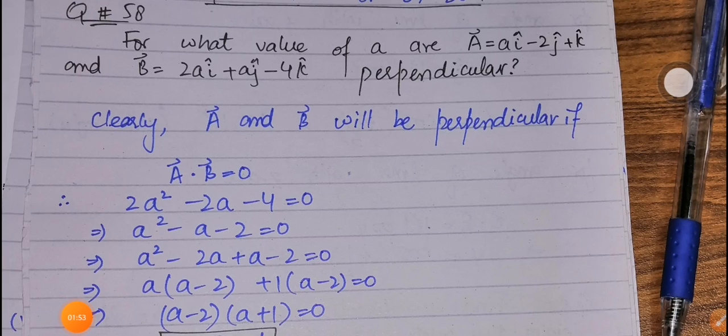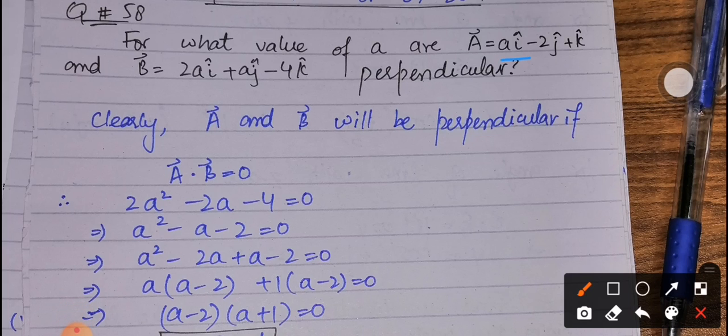Next we have question number 58. For what values of a are the given vectors a and b perpendicular? So we have to find the value of this scalar quantity a, so that the given vectors are perpendicular. Now we know that two vectors are perpendicular if their dot product is 0. So we will find the dot product of a and b and set it equal to 0.